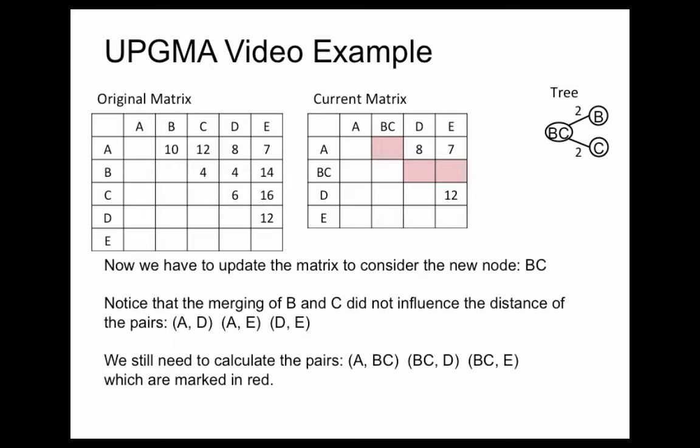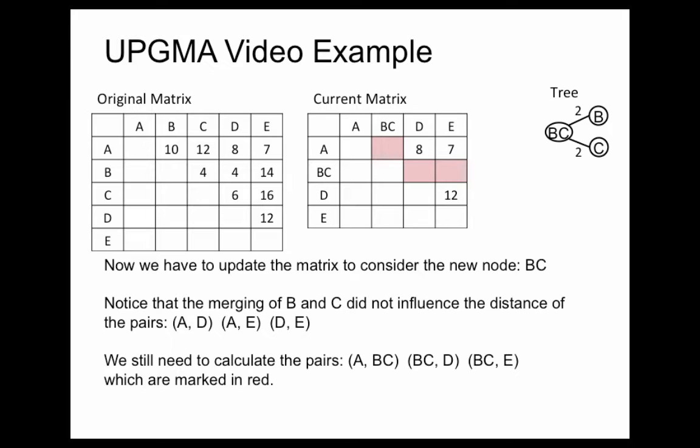How I'm going to show these slides is always on the left is going to be the original matrix. In the middle is going to be our current state of the matrix. And then the tree is always going to be on the right of this line. So because we merged B and C, we have to compute the distance now between A and BC, and then BC and the rest of the pairs.